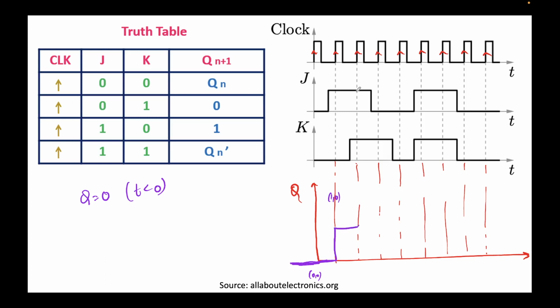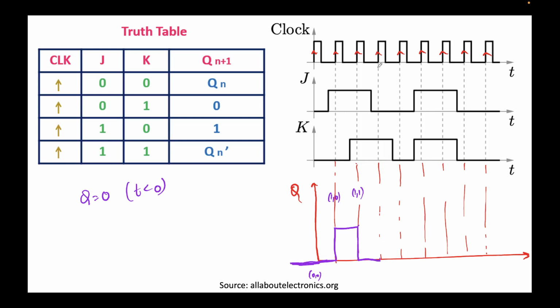At this positive edge, it's 1 1. J is 1, K is 1. So 1 1 denotes toggle. This is the toggle state. Toggle means whatever the state is, you invert that. So it's high, then it will become low. So it becomes low. It will remain low up until here.